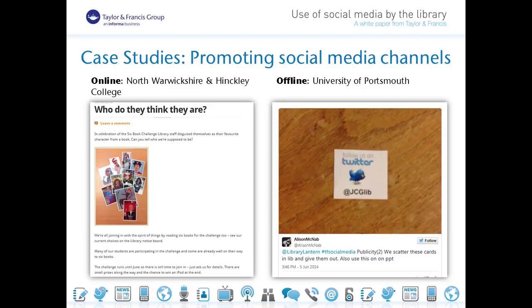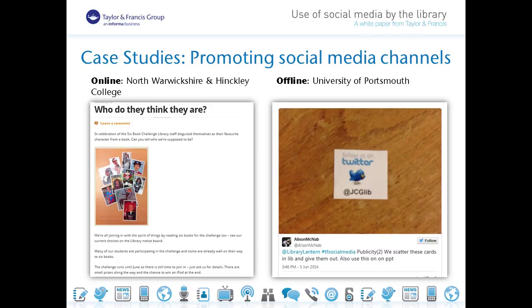The library staff disguised themselves as well-known fictional characters, and then they asked students to guess who they were. The promotion encouraged greater interaction with their social media users and provided a more personal voice to the social media account. It also redirected students to speak with the staff directly at the university library as well.